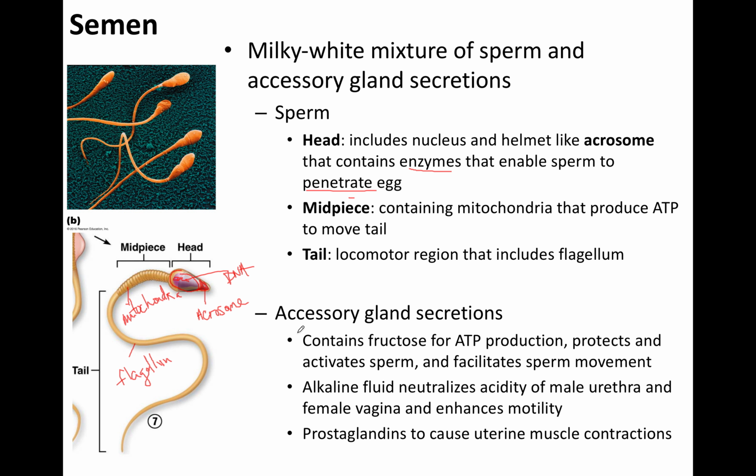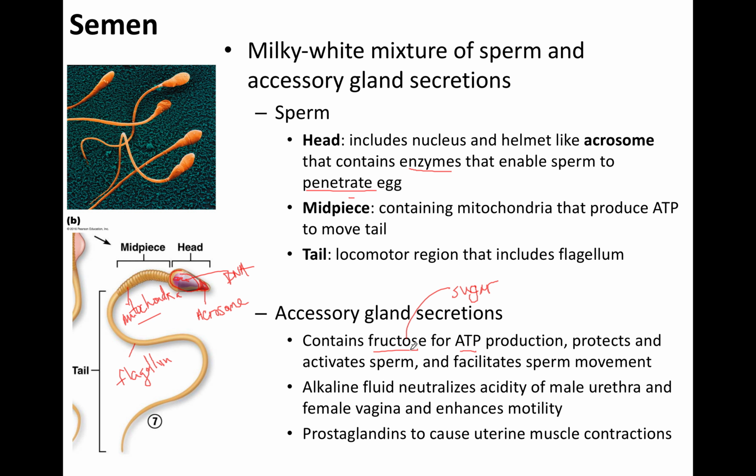So why does sperm need a fluid component? Well, it needs a fluid component for several reasons. One, you need fructose. Fructose is a type of sugar. And if you guys remember from cellular respiration, you need sugar and oxygen in order to make our ATP, especially in the presence of mitochondria. So basically, the sperm has to take its own energy source with it on its journey.